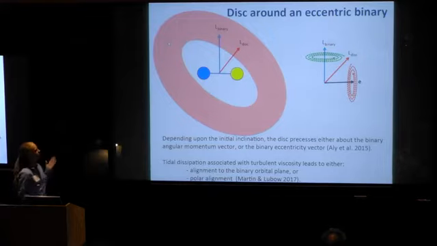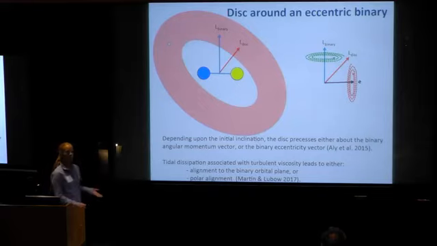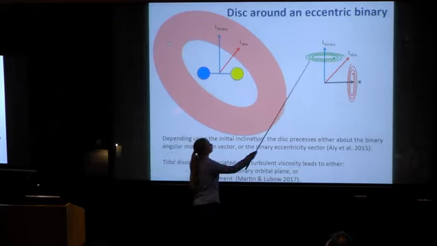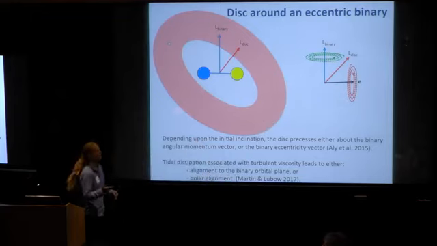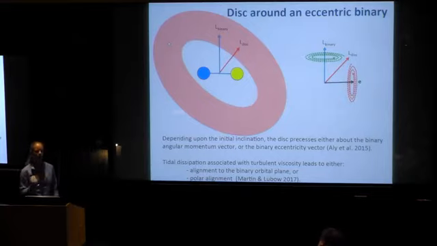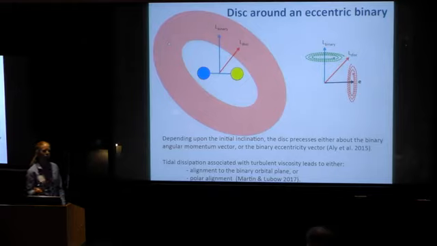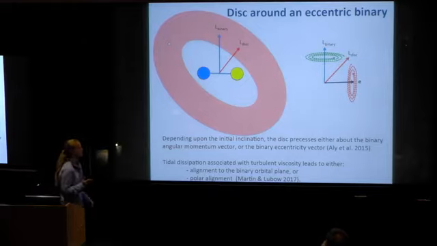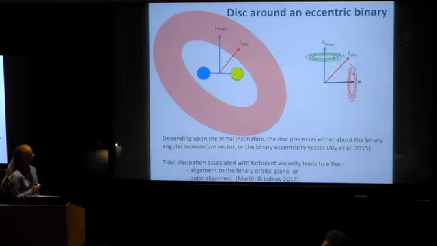So now back to what happens if we have instead a disk, as before, around the eccentric binary. If the inclination is low, the same process happens as before, and it's going to align to the angular momentum vector of the binary. But if our initial inclination is sufficiently high, we can instead precess about the eccentricity vector. And as I'm going to show you in my simulations in a moment, this leads to the disk aligning to the eccentricity vector. This is what we call polar alignment.